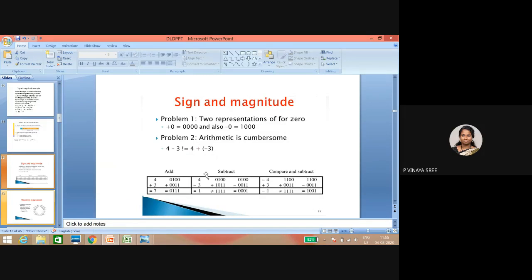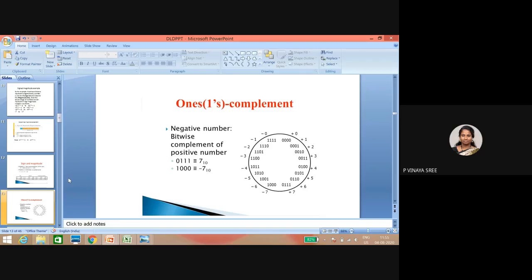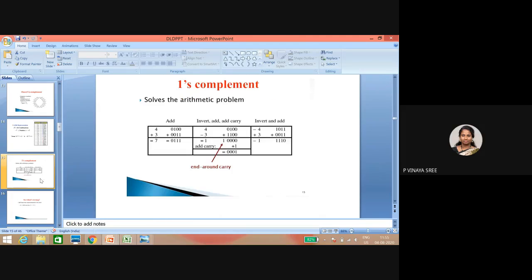So here, in signed magnitude, if you convert this to 4 plus minus 3, it is not solving; you are getting some other result if you convert that to addition, whereas in one's complement we are getting the correct answer. But the problem here is the carry needs to be added to the result for generating your result. So that is a problem in this one's complement.